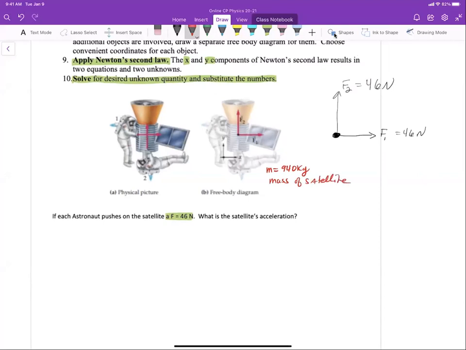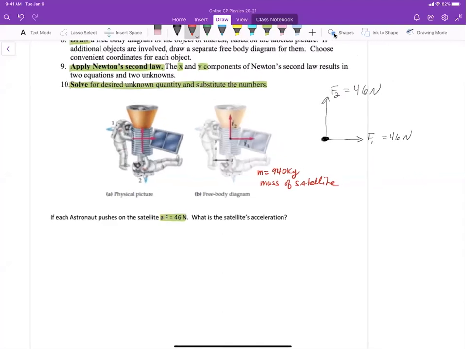Okay, so we want to know what the satellite's acceleration is. So I'm going to come up here and take a look at this. I see, this is how we're going to solve it. We know that the sum of the forces in the x direction is equal to the mass of the satellite times the acceleration in the x direction. Well, let's go look in the x direction. How many forces do I have in the x direction?